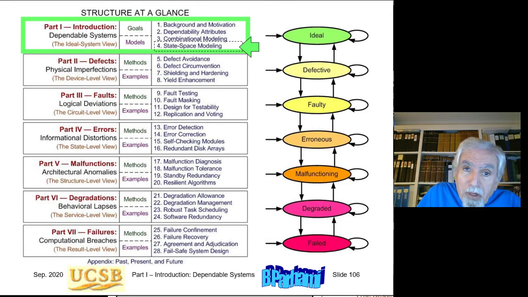Okay, so this is where we are in the textbook, last chapter of part 1. Starting next time, we will enter into these various levels of the 7-level model of dependability, dealing with defects, faults, errors, malfunctions, degradations, and failures. So we will devote 2 lectures to each of these parts, unlike the first part where we devoted 4 lectures, 1 per chapter.